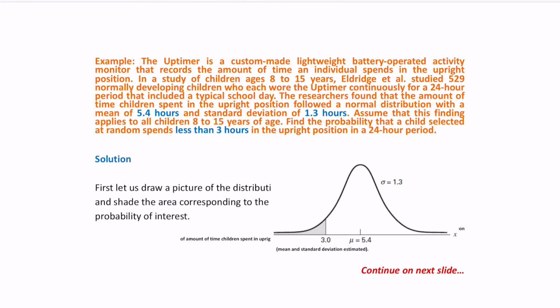Now pause the video right here and try to find this problem. Here this is the value of mean and this is the standard deviation, and they are asking you for less than 3 hours. So p of x less than 3. So try to convert it into z value and then find the probability. So pause the video right here and try to solve this problem.